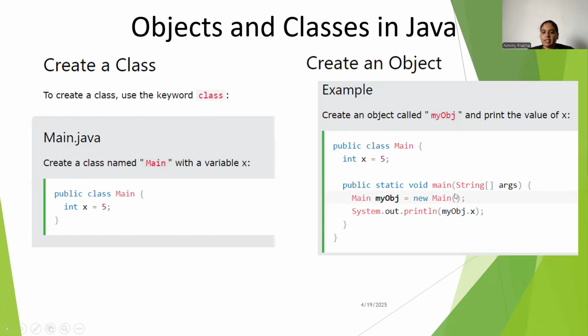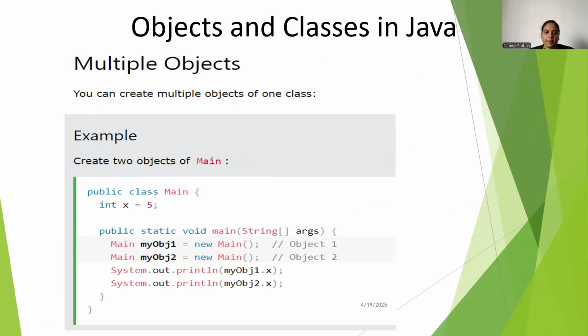Public static void main, String args. Here we have created one object. Then with the object we are calling the value of the variable. So what will be the value? It will display 5. Here we declare two objects. With these two objects, we are calling the variable: object 1 dot x and object 2 dot x.